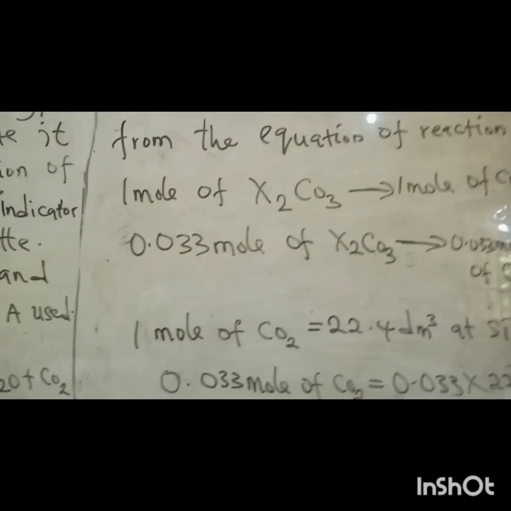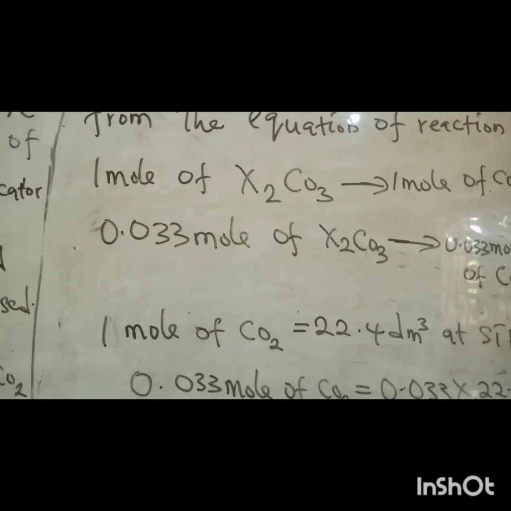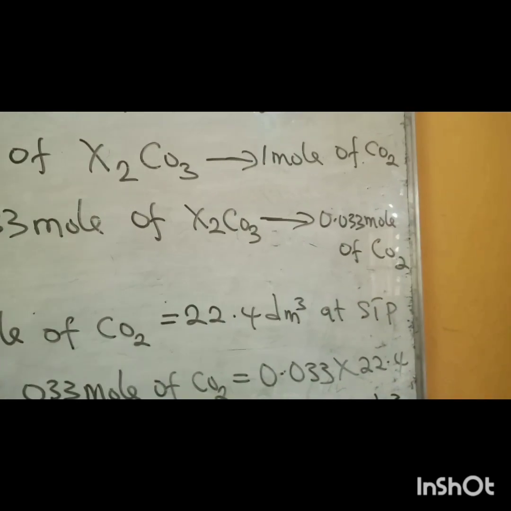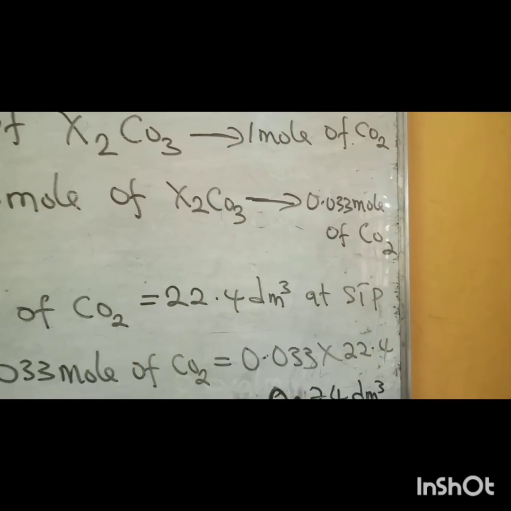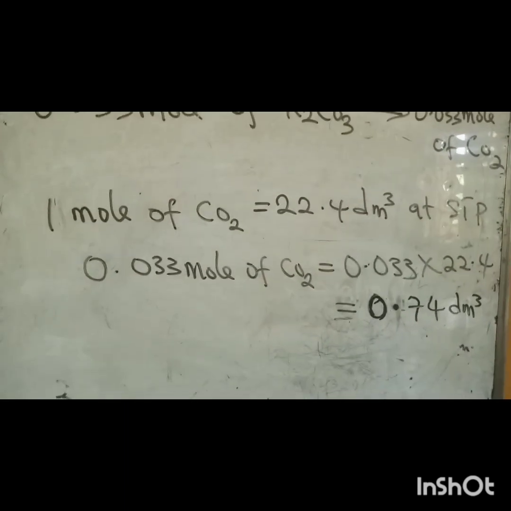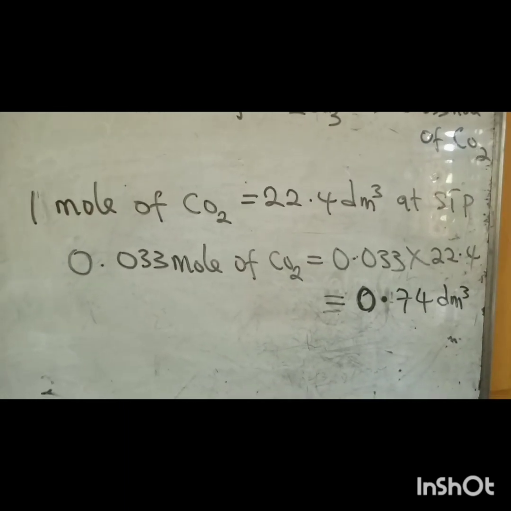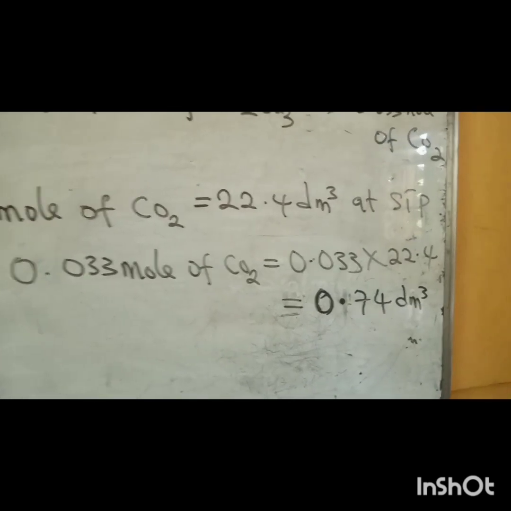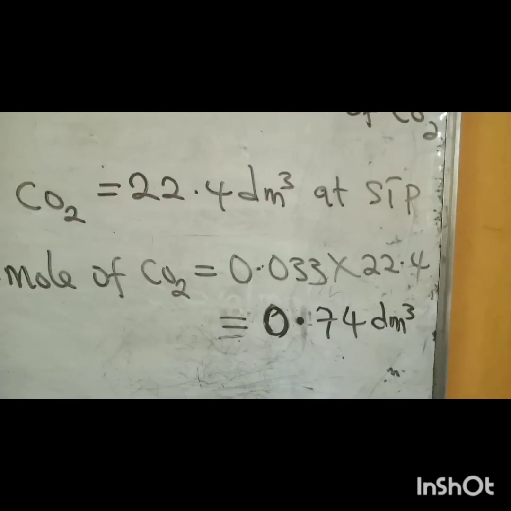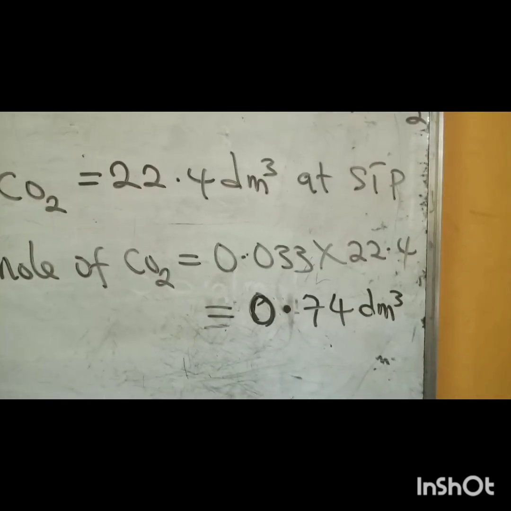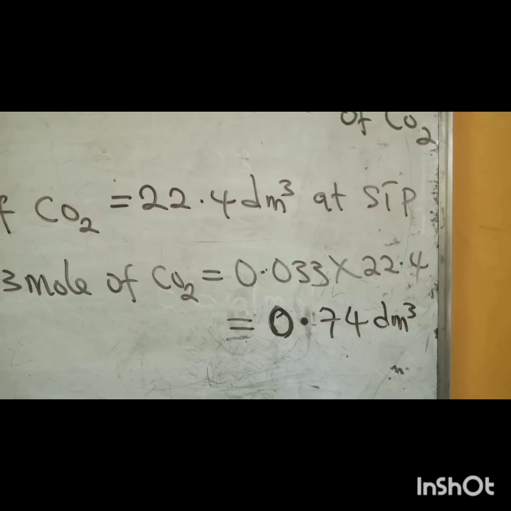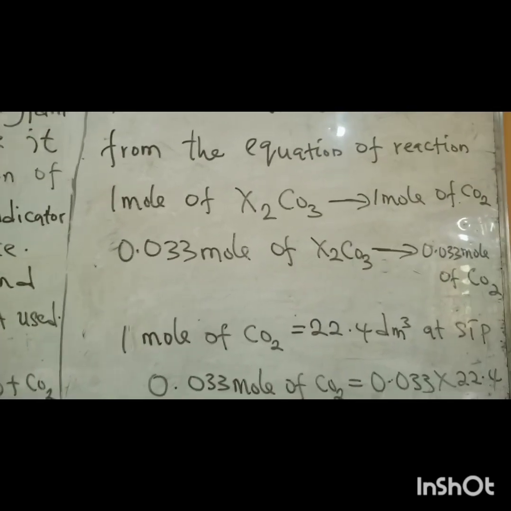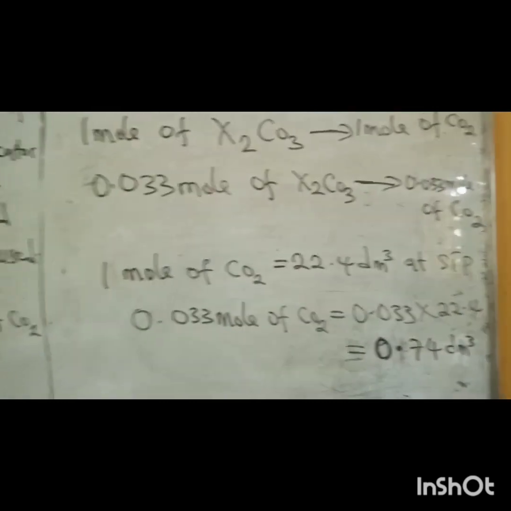Of course, you know your concentration of B in moles per dm³, you have 0.033 moles of this, which will now give you 0.033 moles of carbon dioxide. And of course, 1 mole of carbon dioxide at STP is equal to 22.4 dm³. And at the end, you multiply that by the concentration in moles per dm³ of B, and we now have 0.74 dm³.